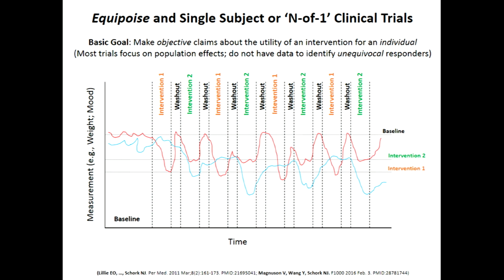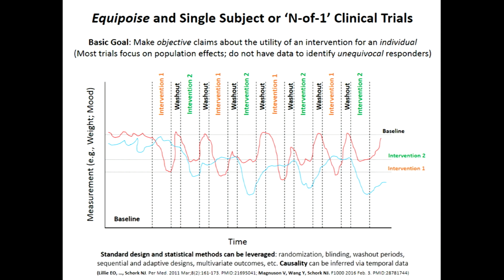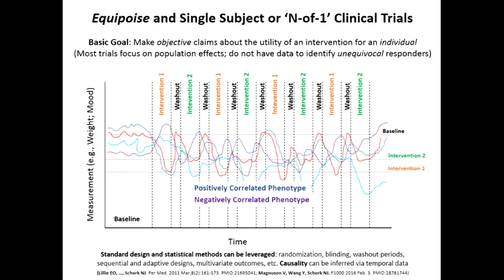Also, you could imagine collecting lots of data on these individuals to make claims about correlations between the changes in the clinical parameter and, say, biomarkers of interest. This could be fairly sophisticated depending on the nature of the measures you're using. You can have positively correlated phenotypes, negatively correlated phenotypes, uncorrelated phenotypes, et cetera, et cetera.